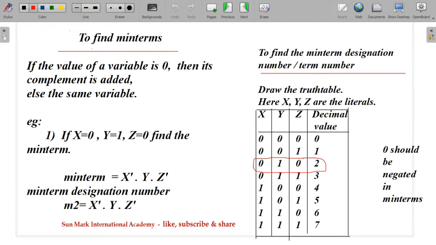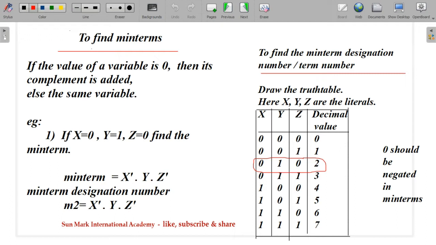And the decimal values: the corresponding 0, 0, 0 means 0. 0, 0, 1 means 1. 0, 1, 0 means the decimal value is 2. 0, 1, 1 means 3. Like this, in the same order, we will get the decimal values 0, 1, 2, 3, 4, 5, 6, 7, because there are 8 rows starting from 0, so 0 to 7.